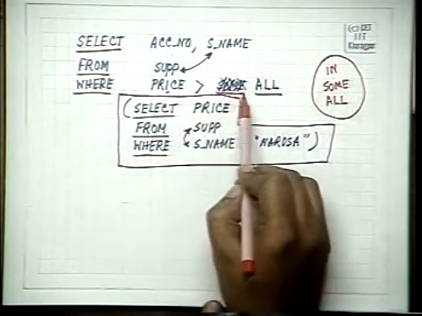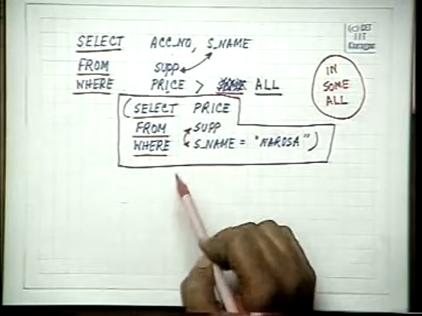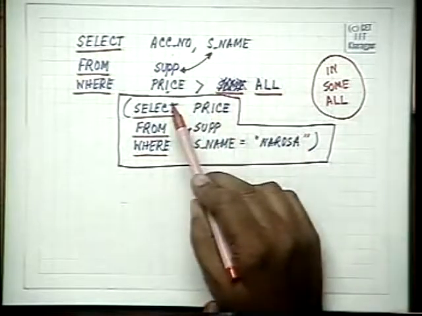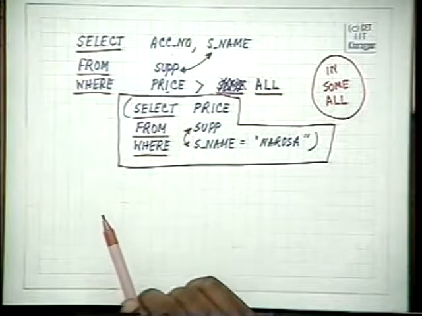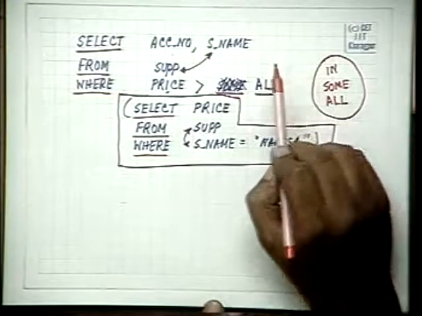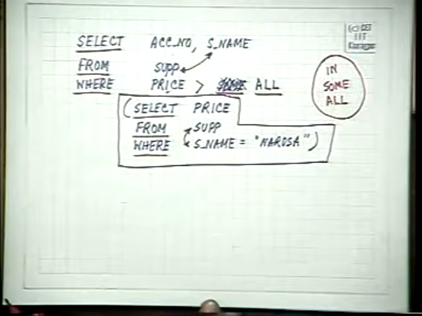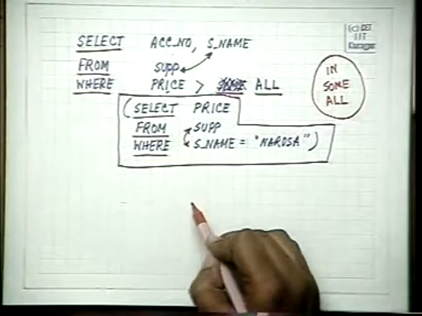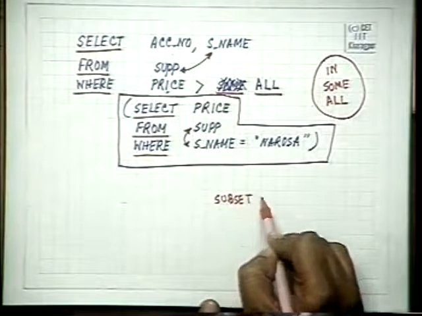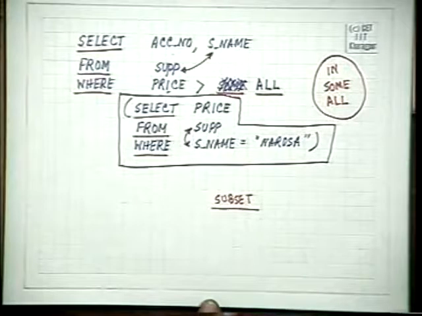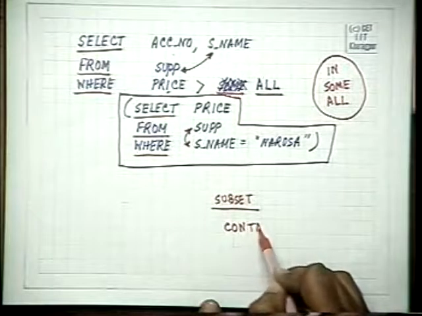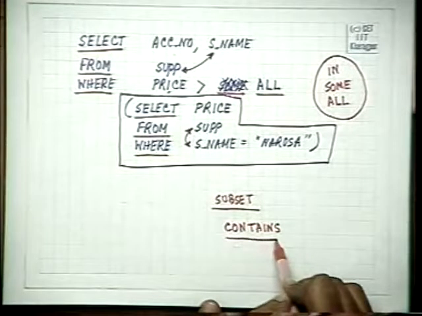That is, element is in this set, element is greater than all, element is less than all, element is greater than some, less than some, like that. Between two sets we have the union and intersection operation, and now we shall see we have got the subset operation as well provided by SQL, and that is using the contains keyword.